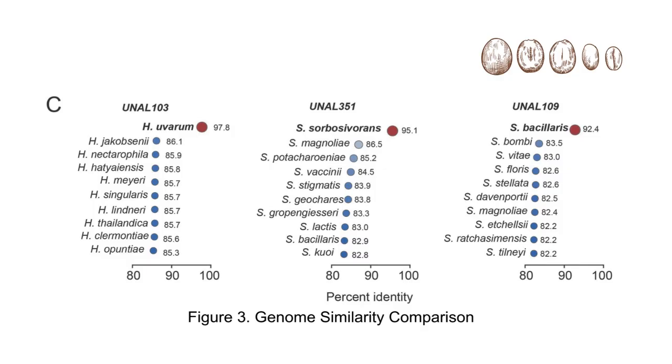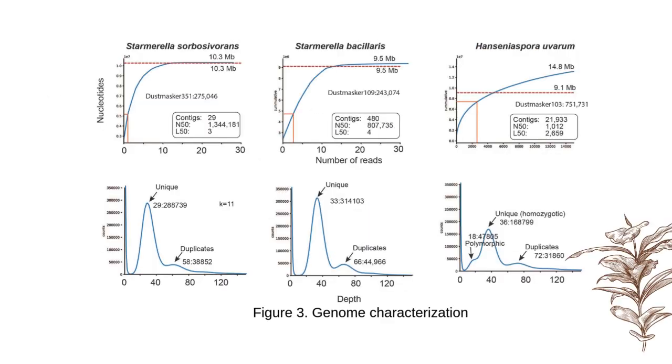Here we have the genome similarity comparison. It's important to say that all of the percent identities of each species are above 90. And here are some tests to verify that the genomes of the yeast strains have been completely sequenced.